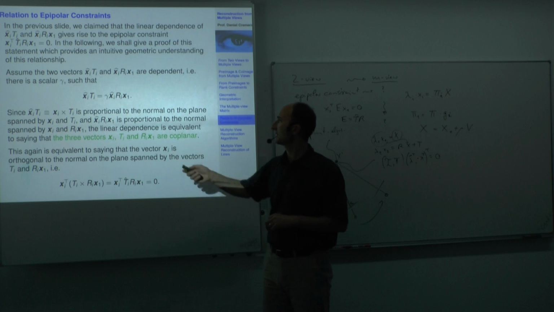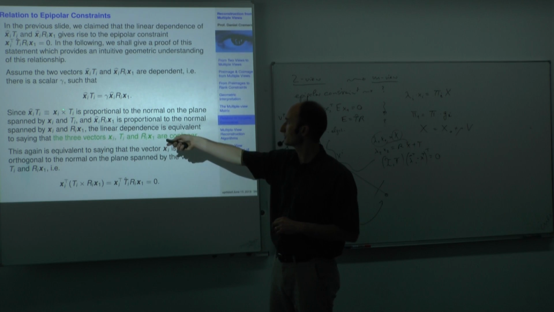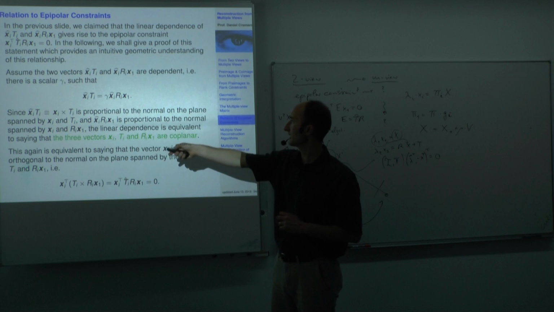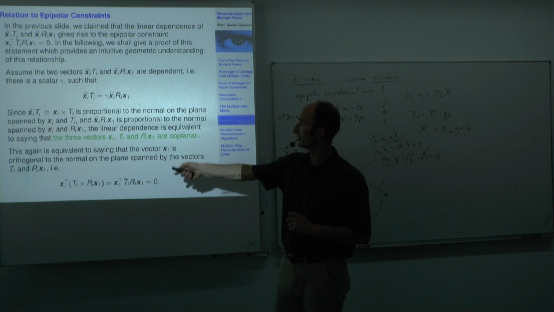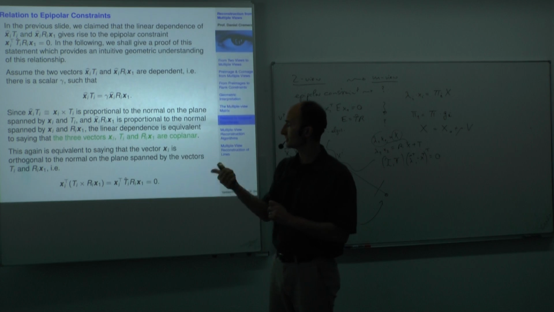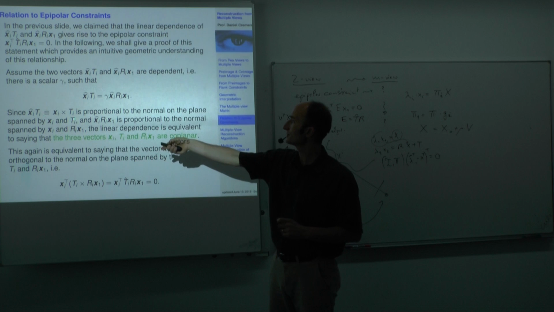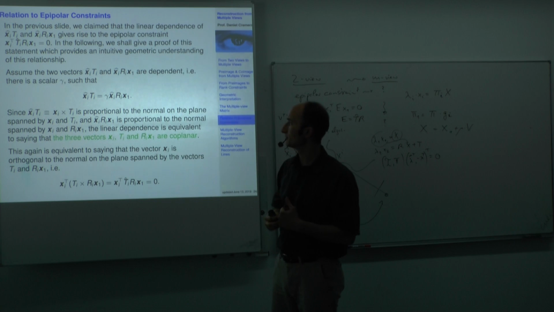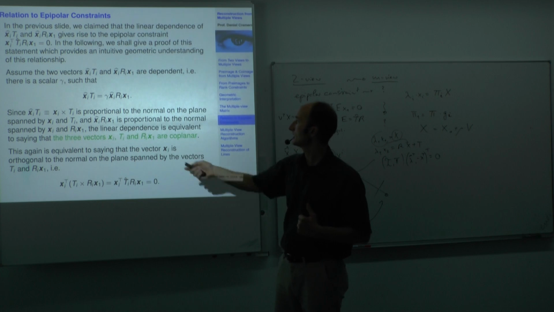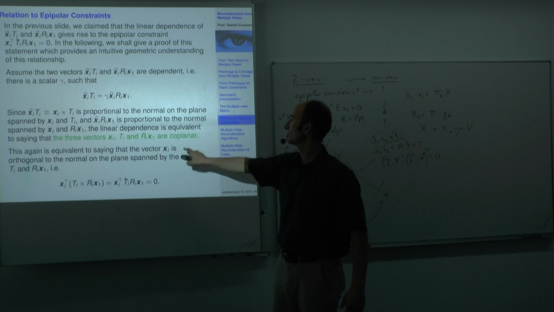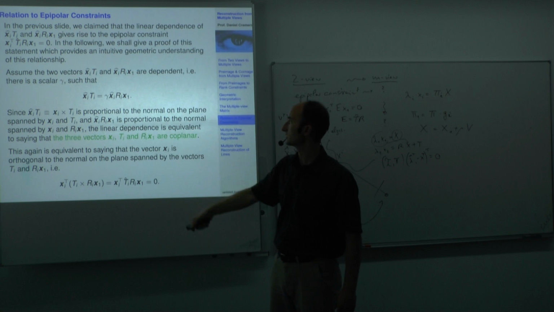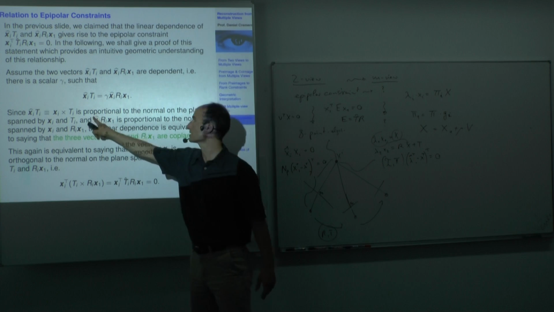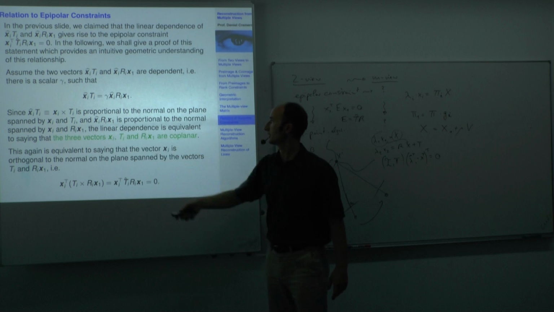Now since xi hat ti is xi cross ti, the cross product of xi and ti, this is a vector that is proportional to the normal on the plane spanned by xi and ti, right? So I have xi and ti, and this vector is proportional to the normal on that plane. Similarly, xi hat ri x1 is proportional to the normal on the plane spanned by xi and ri x1. Same argument, this is the cross product of xi with ri x1.